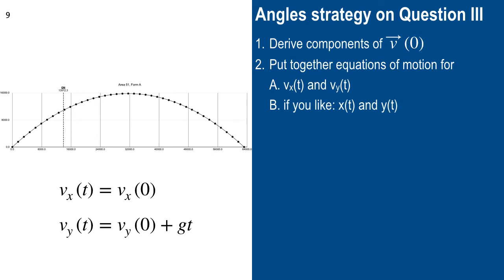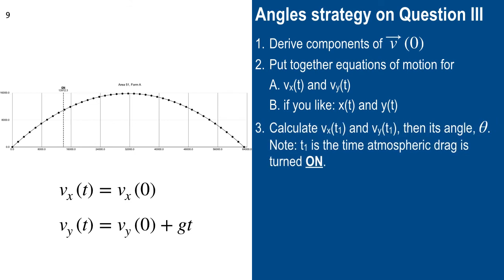Now, if you wanted to do x of t and y of t, yeah, you could do that, but you don't really need it in this problem, because you don't need the position of that point. Now, if I had asked what position it turns on, I gave you the time the atmosphere turned on, and you needed to figure out Vx and Vy at that point in time, but you didn't really have to figure out the position, but you could have if you'd wanted to.